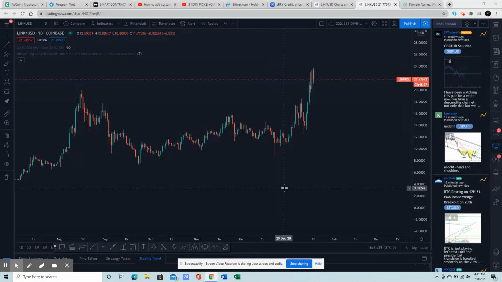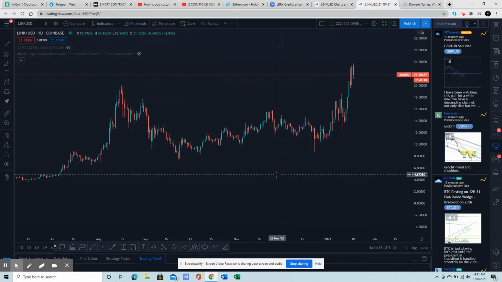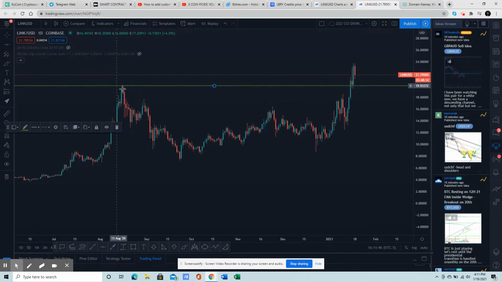I just want to go over Chainlink. I may go over a few other little pairs. So I'm gonna make this as fast as possible. It's important to understand price levels, support and resistance levels. So clearly we have a resistance level right here.